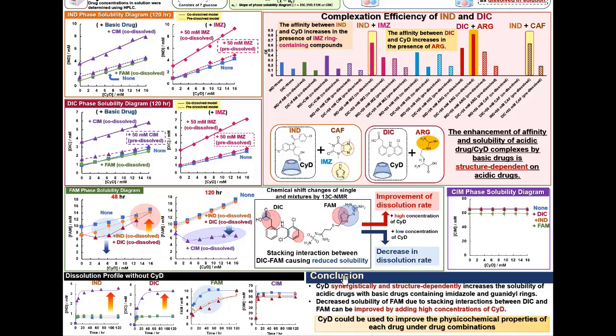Here is a summary of this study. CYD increases the solubility of acidic drugs synergistically and structure-dependently with basic drugs containing imidazole rings and guanidyl groups. The decrease in solubility of famotidine due to static interaction between diclofenac and famotidine can be improved by the addition of high concentration of CYD. This indicates that CYD can be used to improve physicochemical properties of drugs, even under the administration of drug combinations that interact with each other.